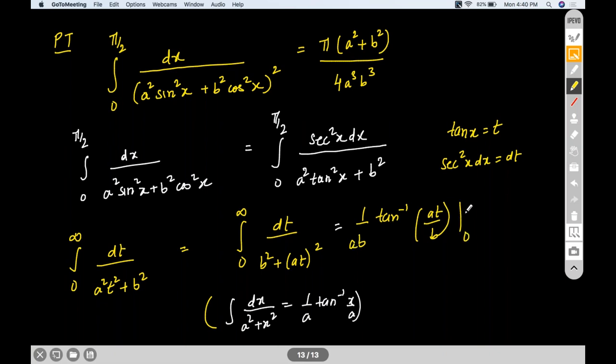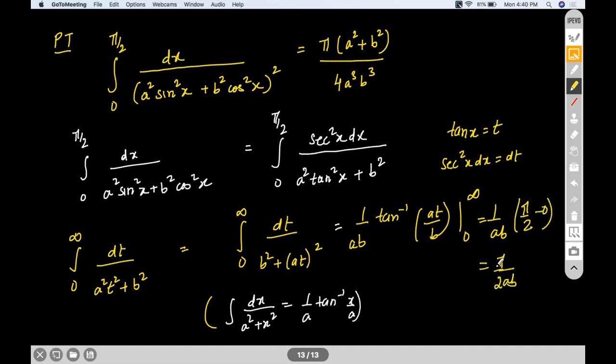Now put the limits of integration. The moment you put pi by 2, I'm sorry, 0 to infinity, not pi by 2, pi by 2 is already gone, we have to put 0 to infinity. So when you put infinity, you'll get pi by 2. When you put a 0, you'll get a 0. So the result is pi by 2 ab.